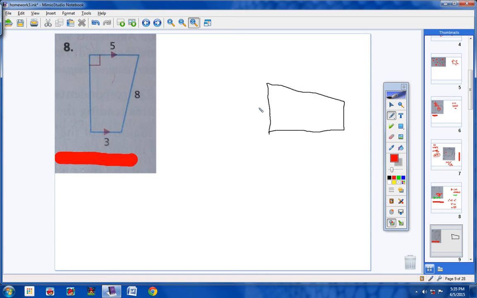Okay, so this would be 5. This would be 8. And this would be 3. Now, remember, students, we have learned how to find the area of a trapezoid. It's 1/2 times the height times the two bases added together.